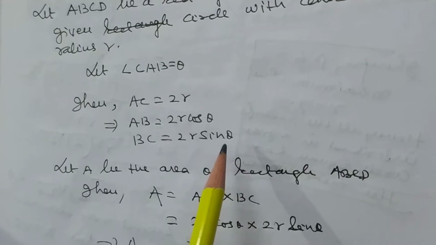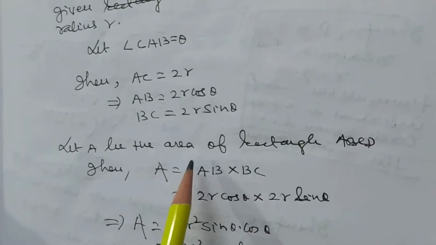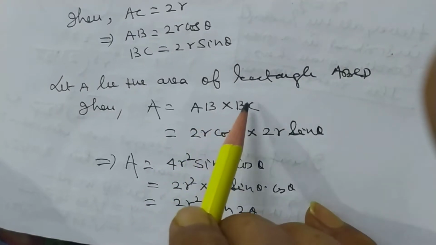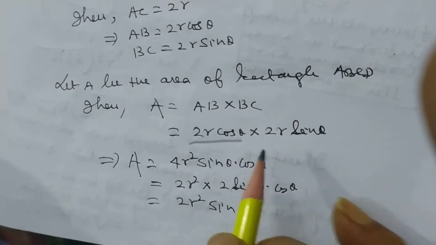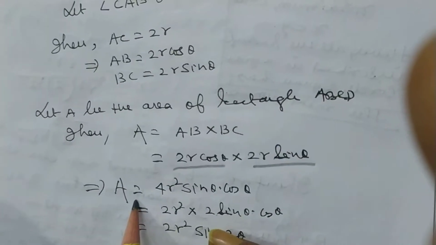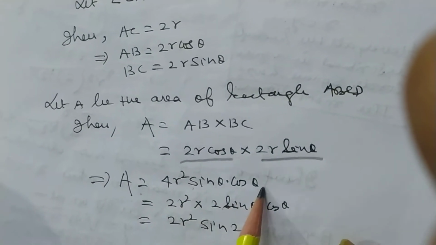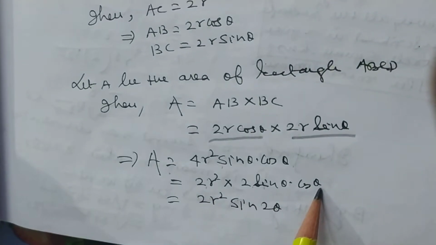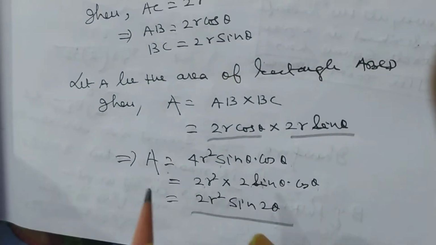And BC is equal to 2R sin theta. Let A be the area of the rectangle ABCD. Then A is equal to AB into BC. That is 2R cos theta into 2R sin theta. And A is equal to 4R square sin theta into cos theta. That is 2R square into 2 sin theta cos theta. That is 2R square sin 2 theta.